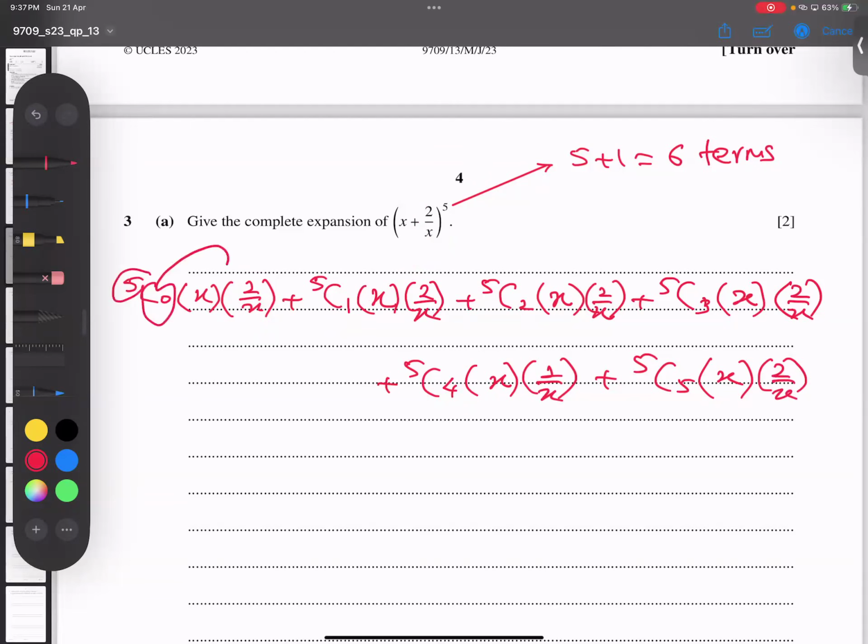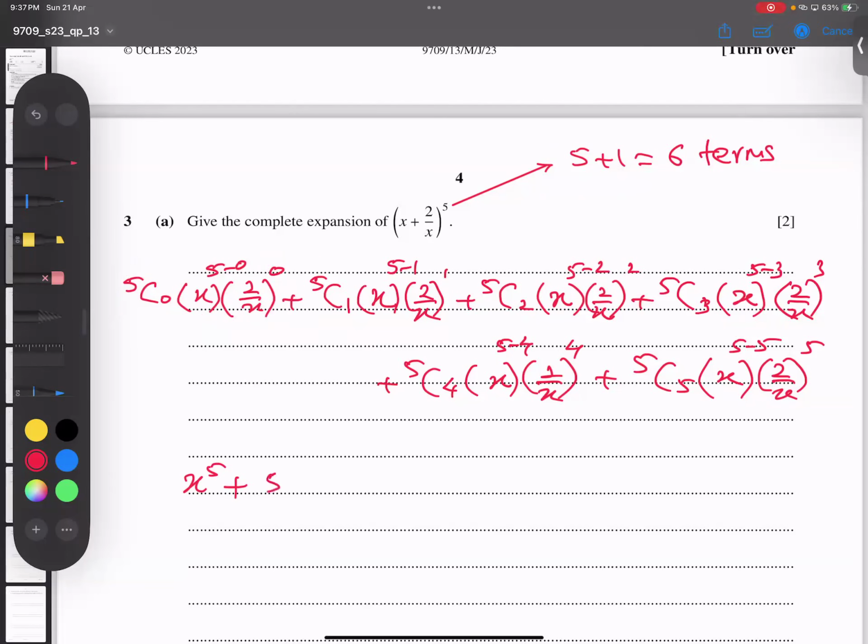The differences of these numbers will come in the first bracket: 5 minus 0, and 0 will go directly there. So this 5 and 1, what to write? 5 minus 1 and 1. This 5 and 2, so 5 minus 2 here and 2 here. This 5 and 3, so I'm writing 5 minus 3 and 3 here. 5 minus 4 and 4 here, and 5 minus 5 and 5 here. So something to the power 0 is 1, 5c0 is 1, and x to the power 5 comes directly. I'm writing this way.